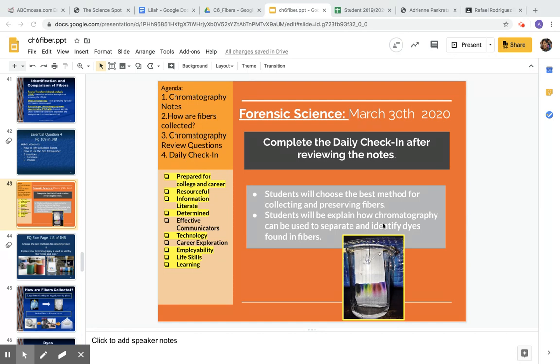So today's agenda is going to have us looking at the chromatography notes. So this is essential question 5 in your interactive notebooks. We're going to be answering 2 questions. We want to know how are fibers collected forensically, and then our second question we want to look at is how can chromatography be used to separate and identify dyes found in the fibers that we have collected?